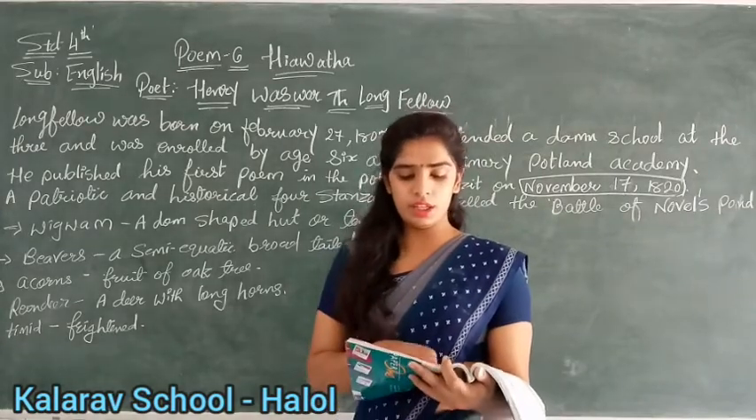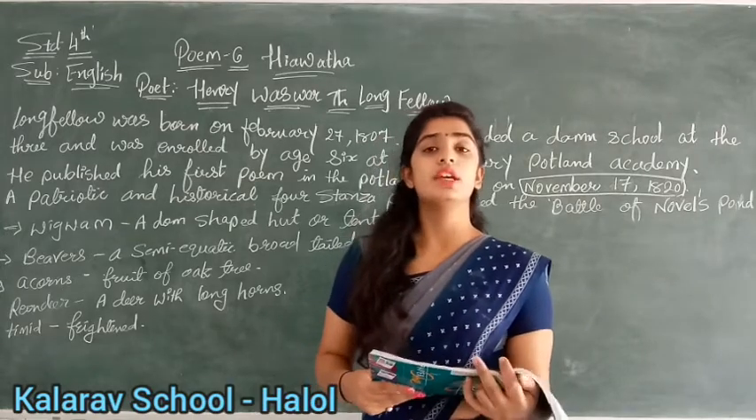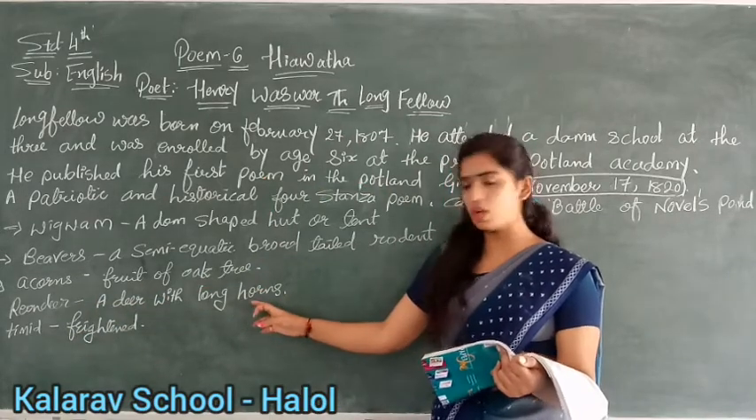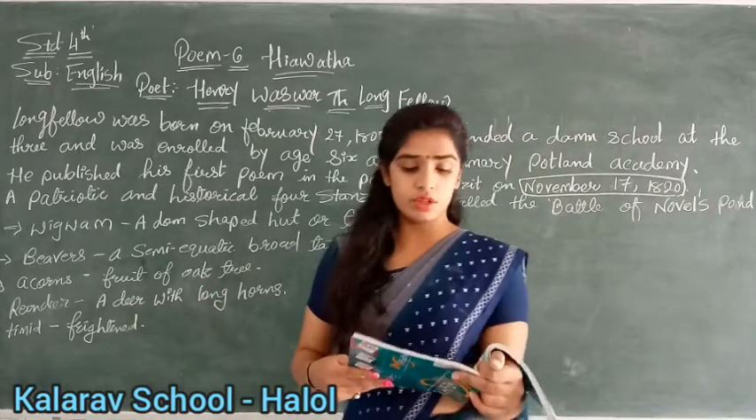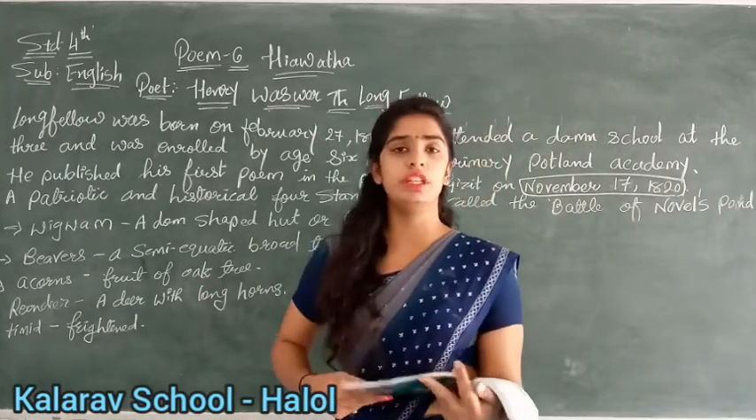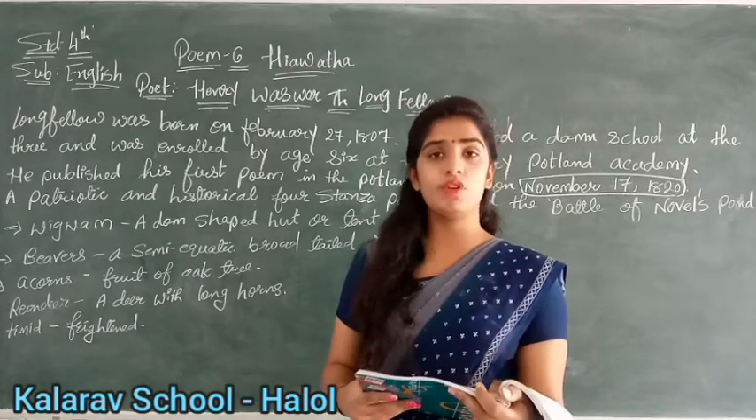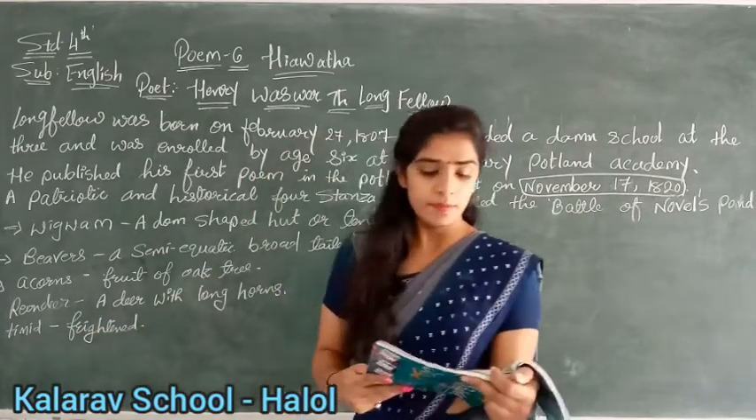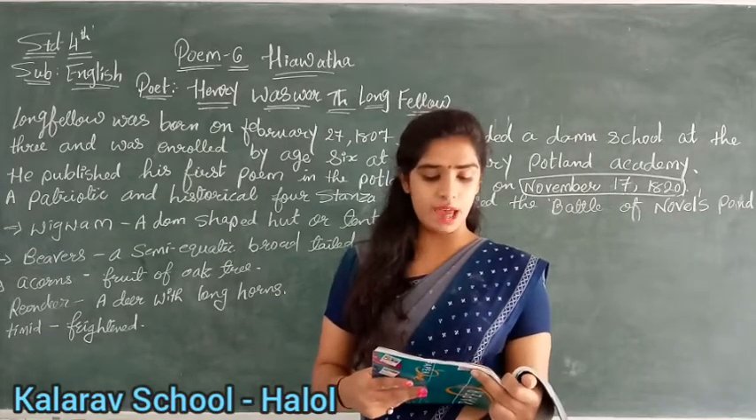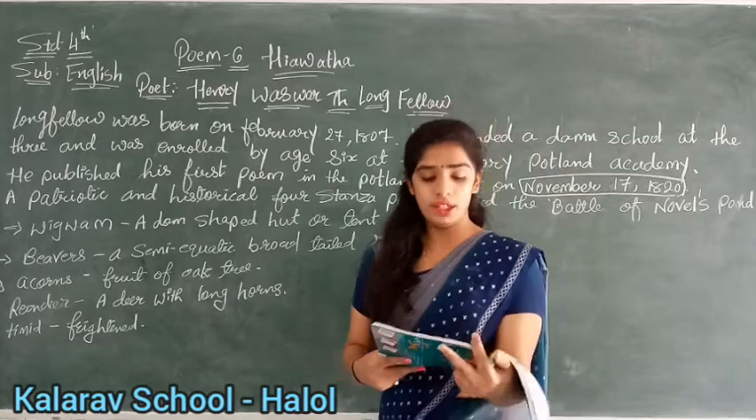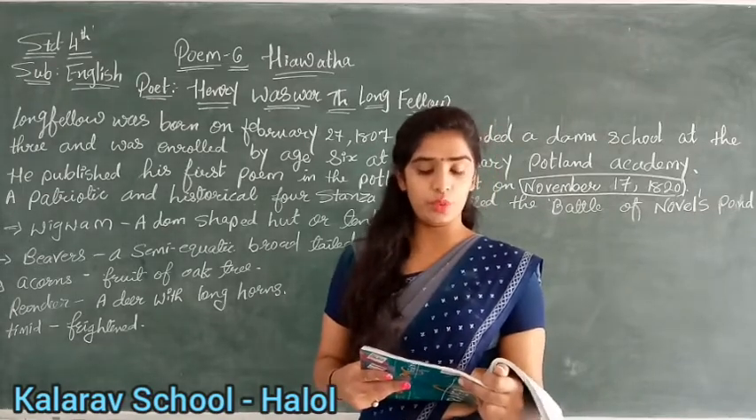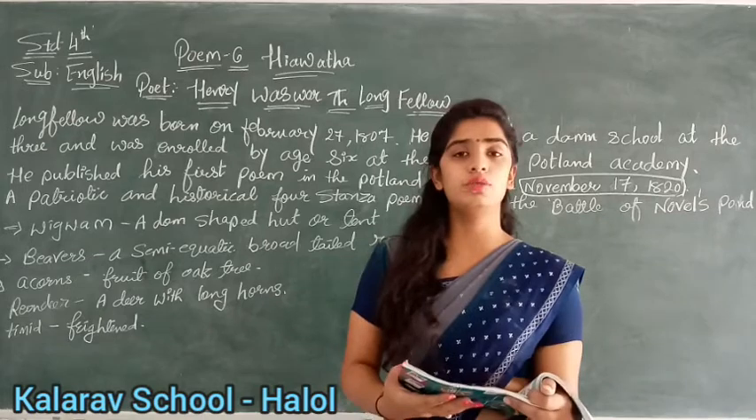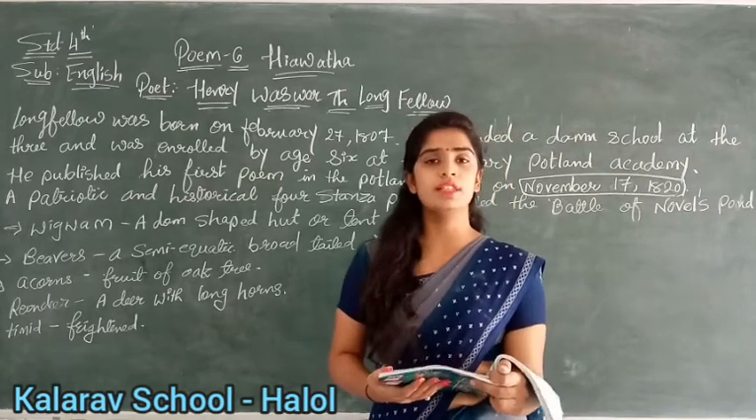How the reindeer ran so swiftly. Swiftly means quickly. And reindeer means a deer with very long horns. So, how the reindeer ran so swiftly, how quickly it can run. Why the rabbit was so timid. What is the meaning of timid? Timid means frightened. The rabbit was very frightened. Talked with them wherever he met them, called them Hiawatha's brothers. When he met the reindeer, rabbits, squirrels, birds and animals, what did Hiawatha call them? Hiawatha called them Hiawatha's brothers.